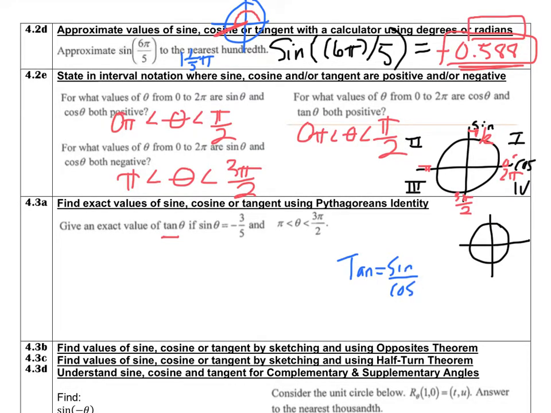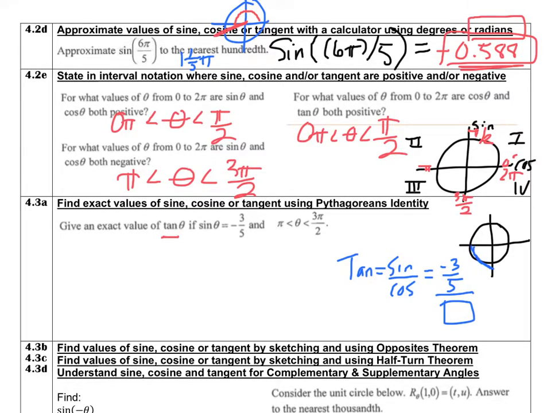Well, they are giving us half of it. They're saying if the sine of theta is negative 3/5. Let's go ahead and put that in there right now. So sine is negative 3/5. What we don't know is the cosine. The key part here, though, is they're also telling us they're looking at the angle between pi and 3 pi over 2. So they're somewhere looking at an angle over in quadrant 3.